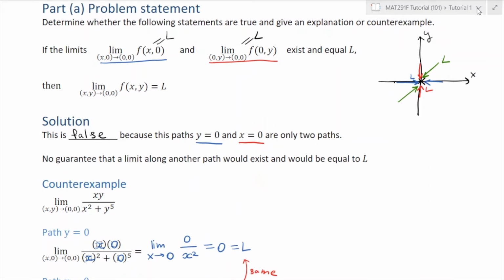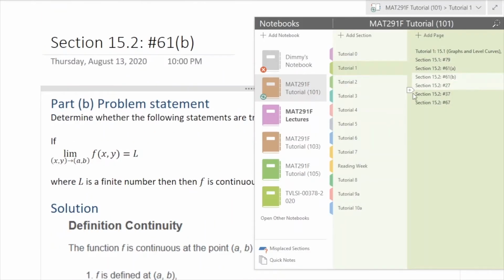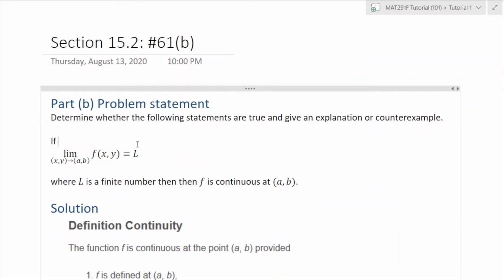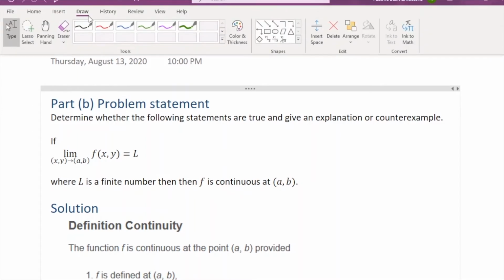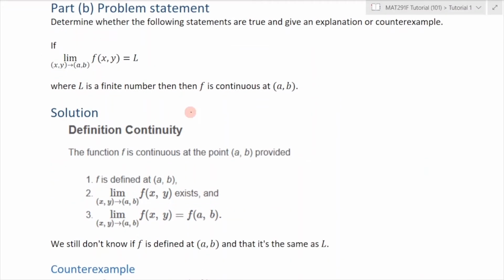Okay, let's do the next part. This would be part B, and the statement says that if the limit of a function as (x, y) approaches a point (a, b) equals L, where L is some finite number, then the function f is continuous at (a, b). Now this statement is false as well. Let me explain why.